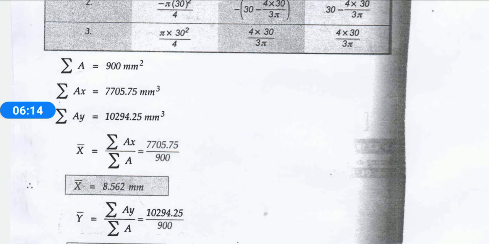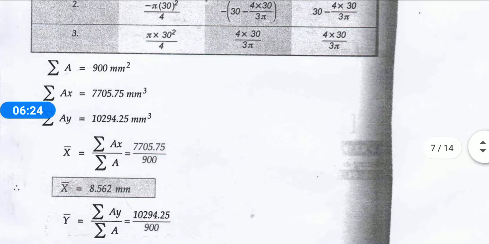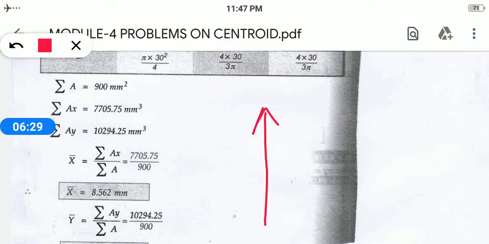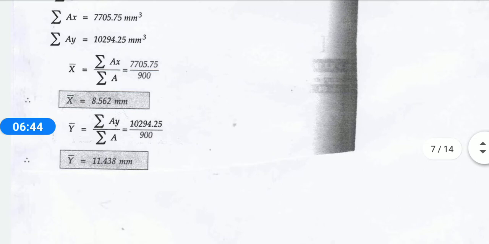The y bar value you will calculate by summation of Ay divided by A. So you will get the y value as 11.438. That means, from the axis distance, if your axis is like this, your centroid is going to act, your x distance is 8.5 and your y is this distance. So your centroid will lie at the positive coordinate. That is your answer.